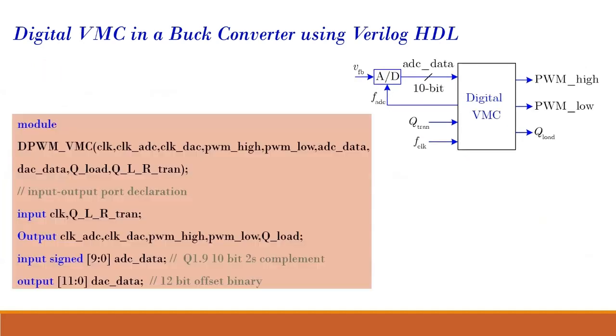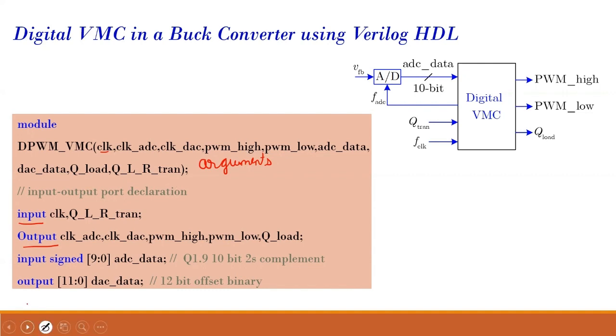So now we will go to the Verilog code. This is my module. The name is DPWM_VMC. It has many inputs, clock, the ADC clock, and many other arguments. These are the arguments to my module, which is like a function. Some of them are inputs and some of them are outputs. The clock is the input signal, clock ADC is an output of it. We will go through each and everything.